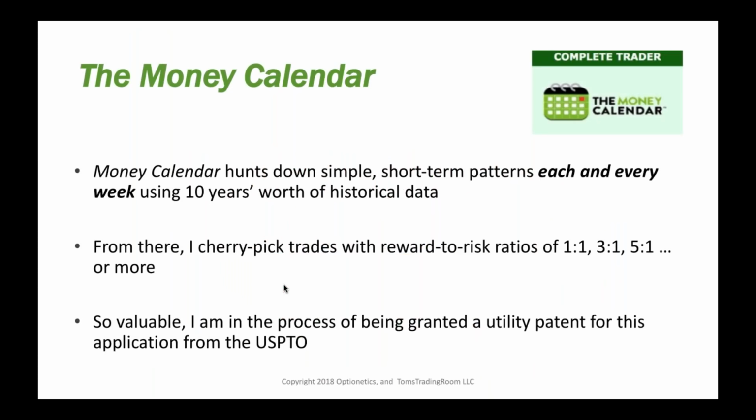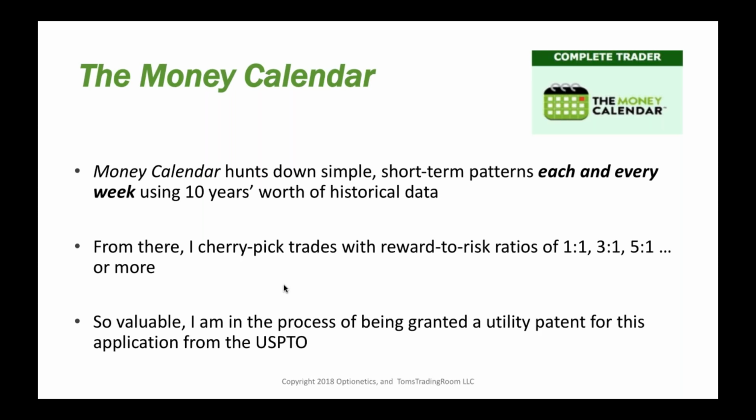So the next one I want to talk about is the money calendar. Now, the money calendar is a piece of software that we developed. This took years to develop, and we first made it available to our Optionetics group, the ones that hunted me down back in 2015. And so what it does is that we look for short-term patterns. We use at least 10 years worth of data. From there, what I do is I then look for option trades with those 1-to-1, 3-to-1, 5-to-1 reward to risk ratio. And this is something that we're in the process of being granted a utility patent for.